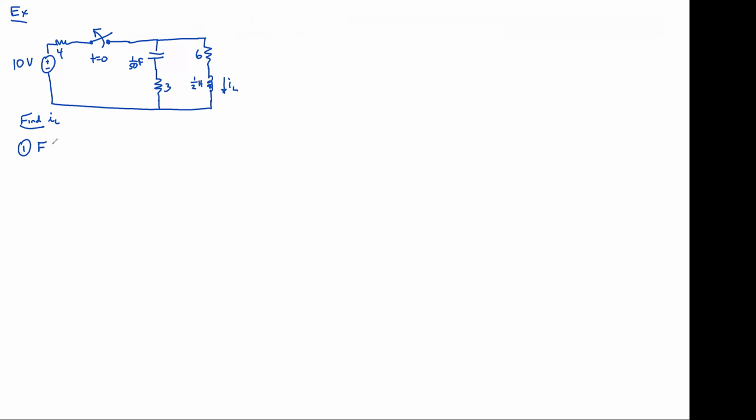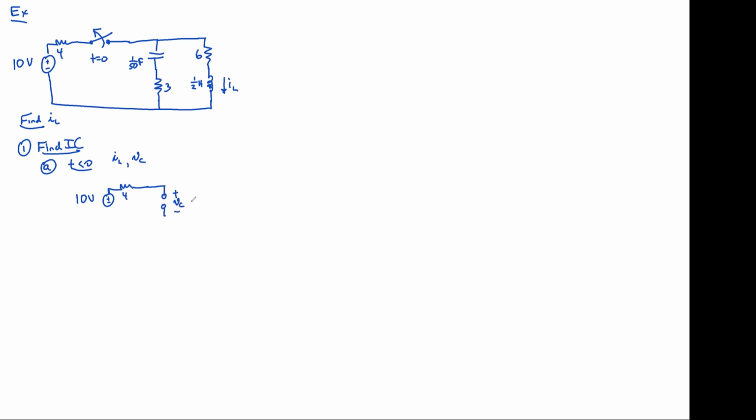We're going to start off with step one. And step one is to find those initial conditions. And the first part of finding initial conditions is to draw it for time less than 0. Our goal is to find I sub L and V sub C no matter what you're asked to find. So for time less than 0, is the switch open or closed? Closed. So we've got this 4 ohm resistor, and our capacitor becomes an open.